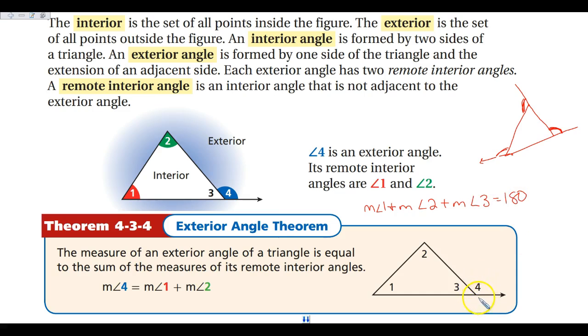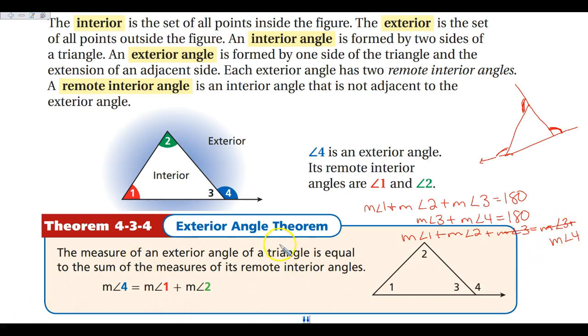Now, let's take a look at angles 3 and 4 here. They are a linear pair, so I know that the measure of angle 3 plus the measure of angle 4 is also equal to 180. From here, remember our transitive property, or we can substitute, since they're both equal to 180, I can say the measure of angle 1 plus the measure of angle 2 plus the measure of angle 3 equals the measure of angle 3 plus the measure of angle 4. If I subtract the measure of angle 3 from both sides, these will go away. And look what I'm left with: the measure of angle 1 plus the measure of angle 2 equals the measure of angle 4.